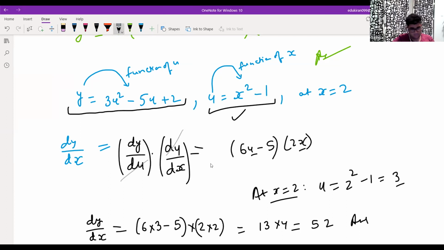But then they already give x equals 2, so can't we directly substitute? No, you can't substitute before differentiating. After differentiating, we are putting x equal to 2. And u we don't know, so we have to obtain u from this relation. So we can substitute x in that. Yes.